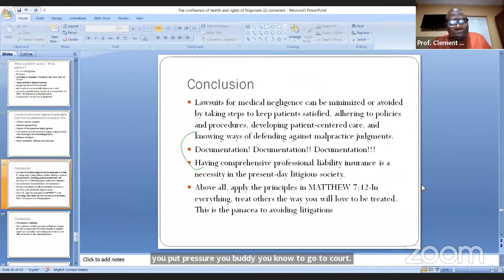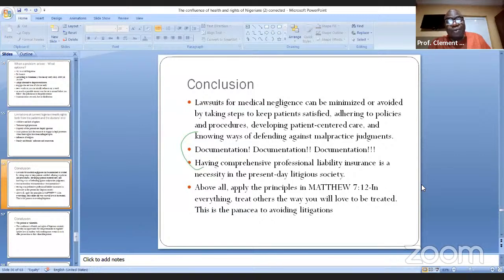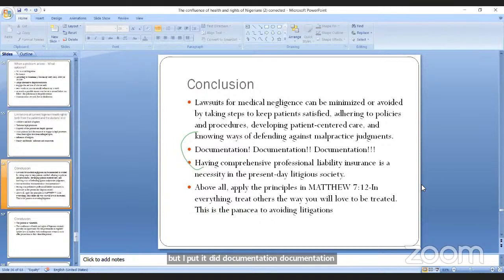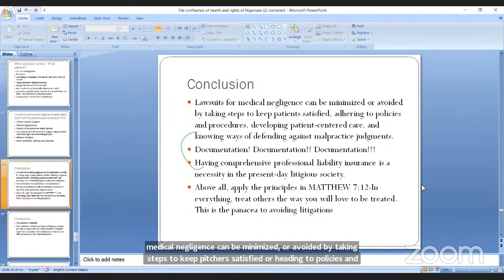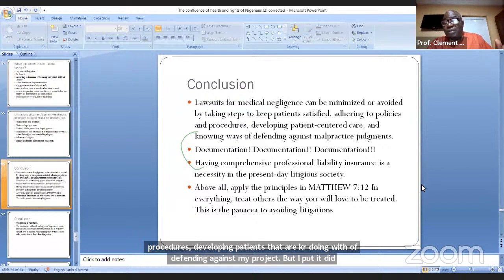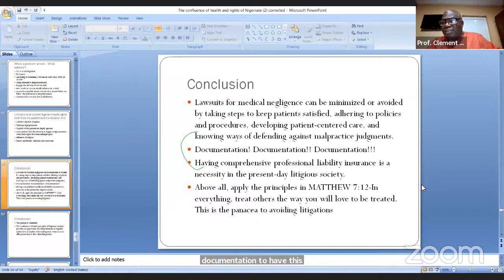In conclusion, ladies and gentlemen, lawsuits for medical negligence can be minimized or avoided by taking steps to keep patients satisfied, adhering to policies and procedures, developing patient-centered care, and knowing ways of defending against malpractice judgment. But I put it there: documentation. Most doctors are guilty of this. Our documentations are not adequate. So when you have a legal case, they hardly ever serve any purpose.